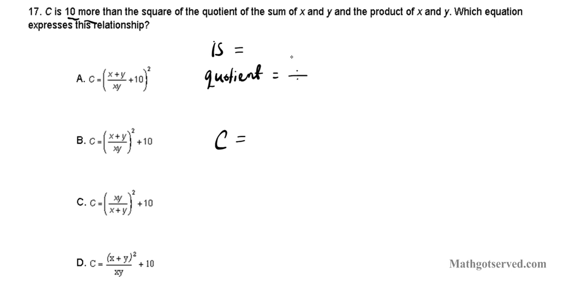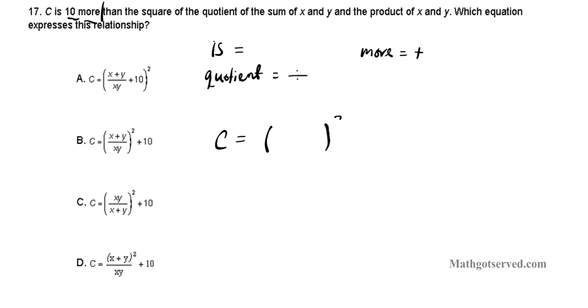It says 10 more. More is to add, right? So 10 more than what? 10 more than this process right here. So you have the square of a quotient, the square of a quotient of two things. Okay, so we're going to do the square first. Before we do this more piece, we're going to do the square first. So we have something that we're squaring. Okay, so what are we squaring? We're squaring the quotient. So we're squaring two things divided by each other.